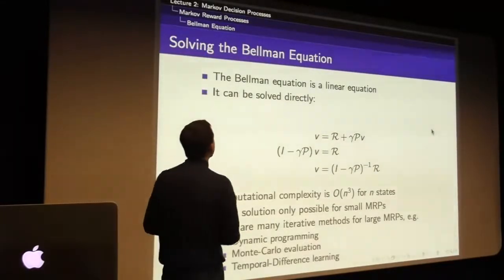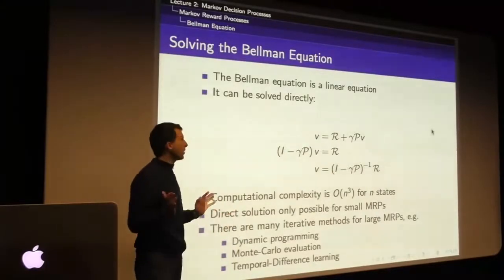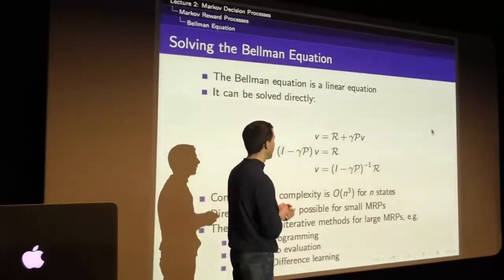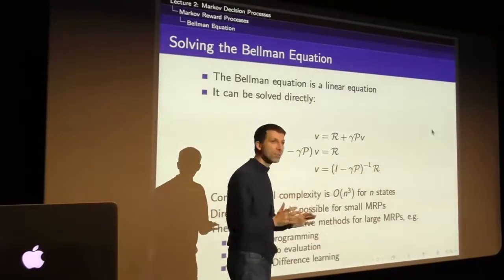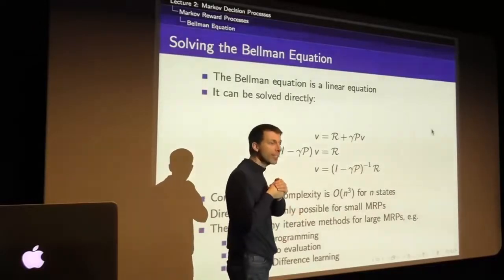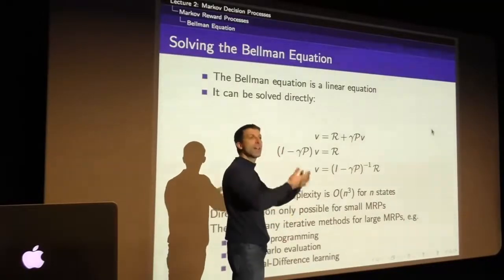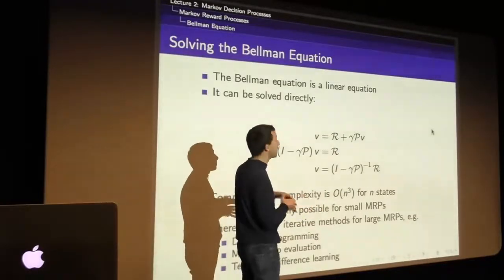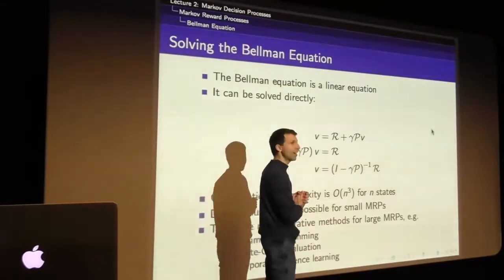Okay, so the Bellman equation is a linear equation. As a result, it can be solved directly. It's one of the nice things about linear equations. This is not going to be true once we move to the more complex case with Markov decision processes. It's a nice property of just evaluating the rewards, but once we want to maximize rewards, it gets harder. But at this stage, at least, we can solve this directly.